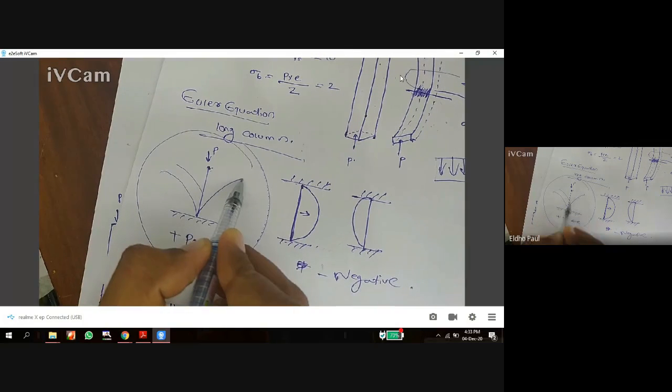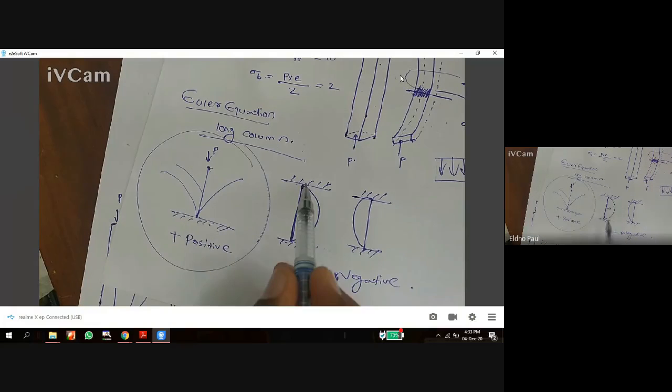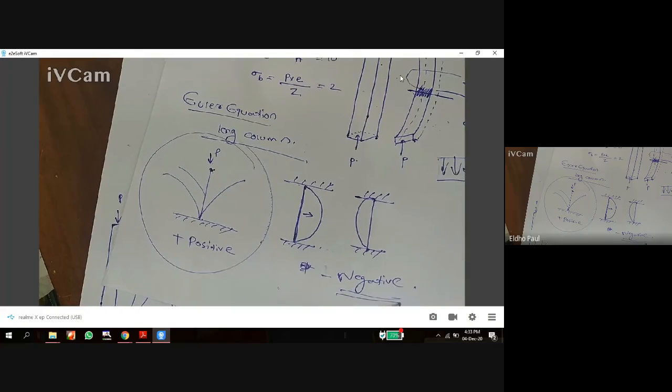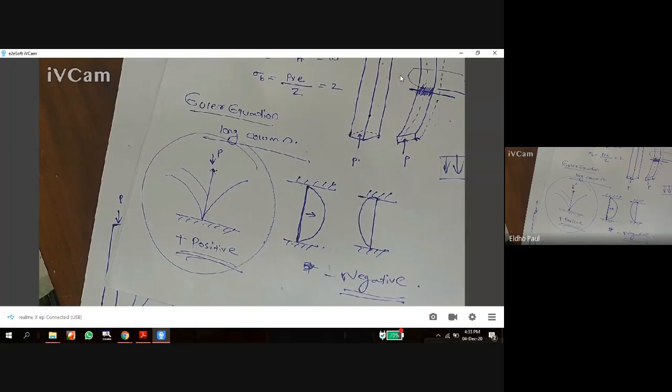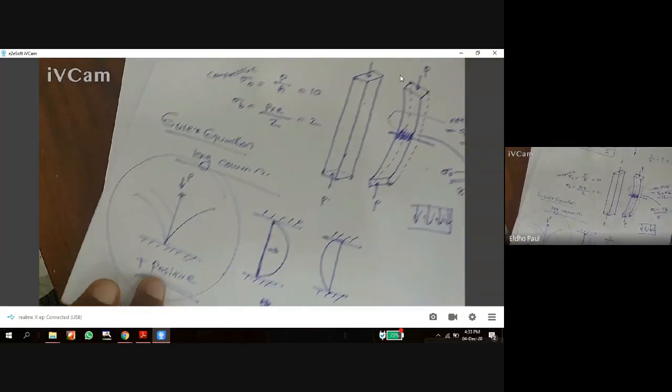Okay, so if both ends are hinged, fixed, or any other end condition other than free end condition, then it results in negative buckling. But if one end is free, then that type of buckling will be a positive buckling. Okay, so these are the two sign conventions used in Euler's equation.